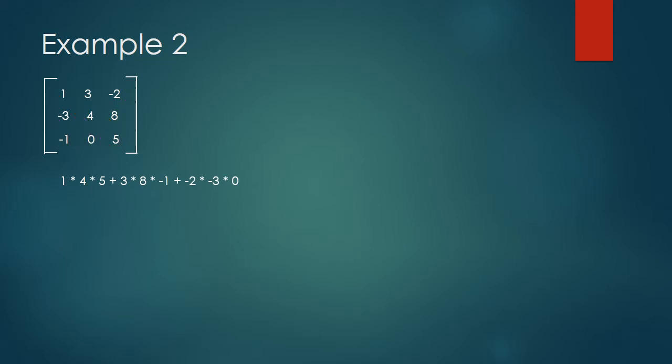And then the next thing we need to do is find the diagonals that go from right to left. So our first one is -1 times 4 times -2. And again, we subtract those. So the next one is -3, 3, and 5. So we have -3 times 3 times 5. And then lastly, we have 1, 0, and 8. So we have 1 times 0 times 8.